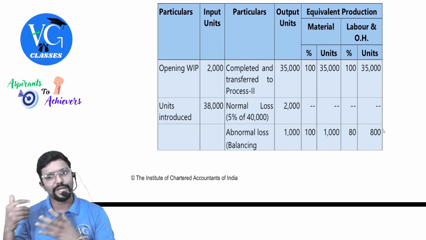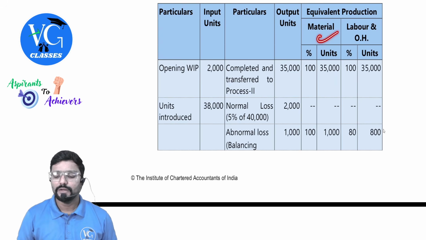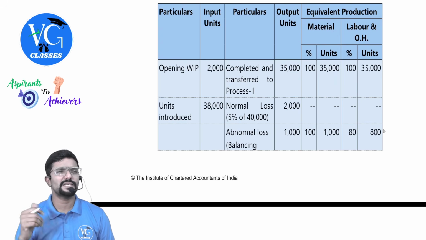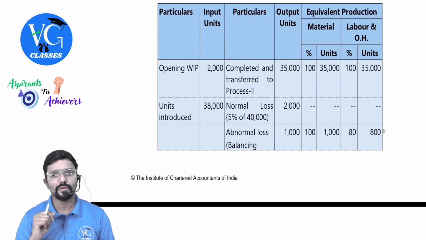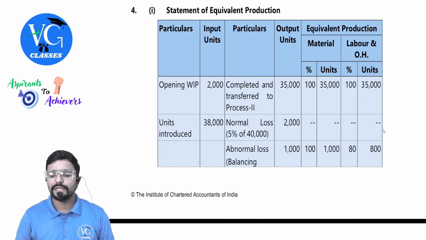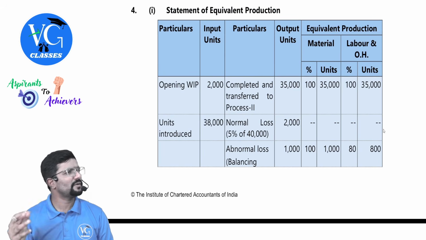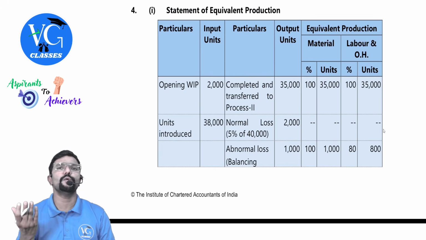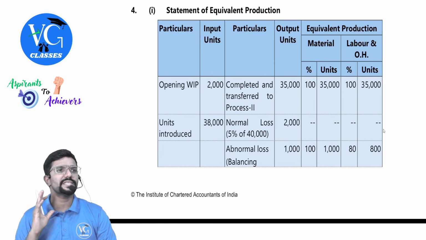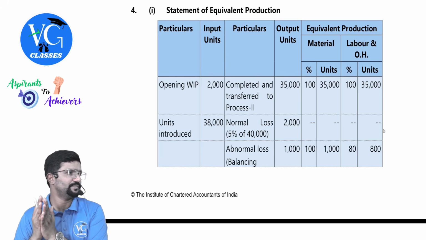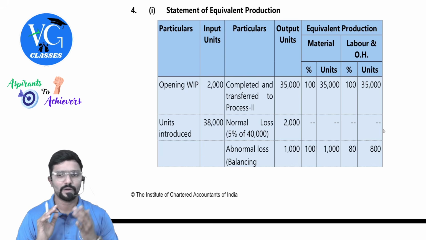Okay, so coming to equivalent production. Material, labor and overhead are taken together because it is the same percentage. I have already told you. Sir, can I do separately for labor, separately for overhead? You can do it, you will simply end up taking more time. When the degree of completion is the same percentage for both labor and overhead, better present it in one column.